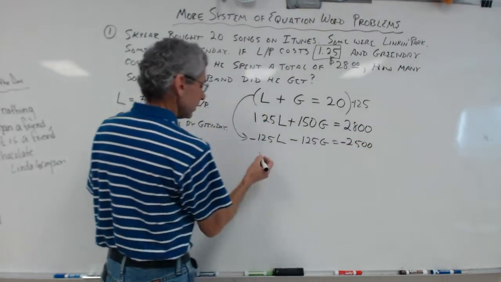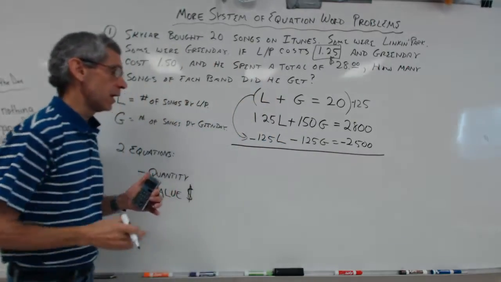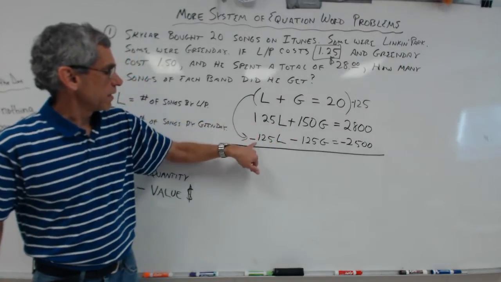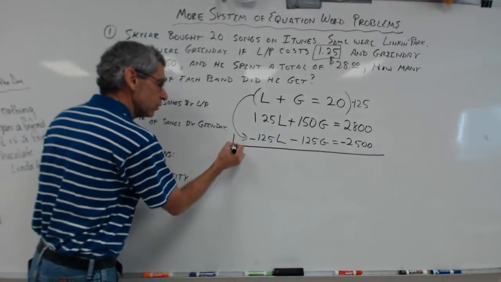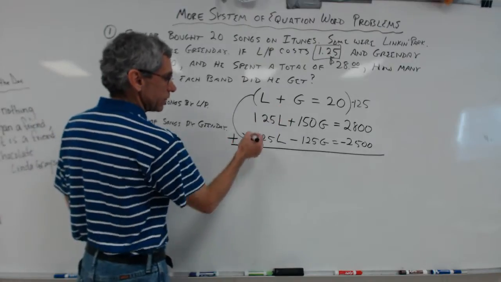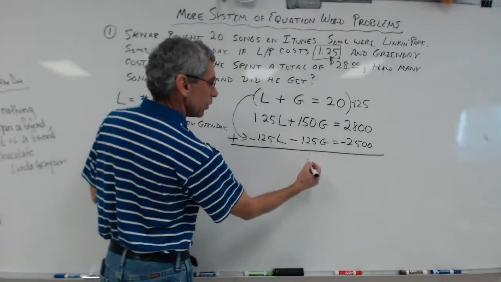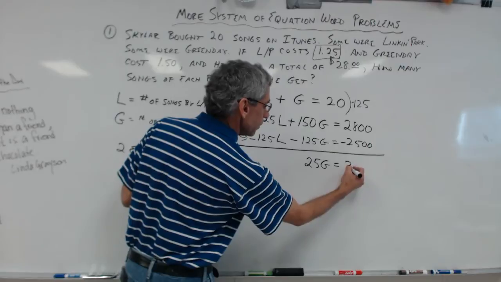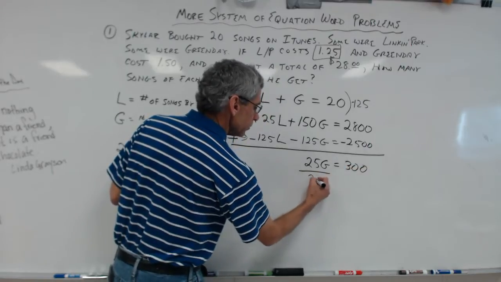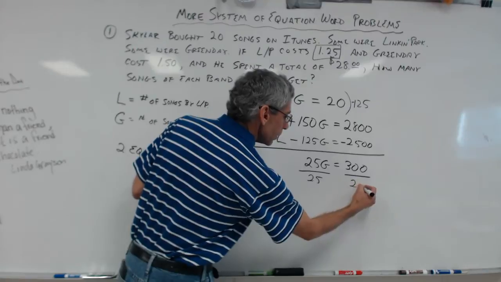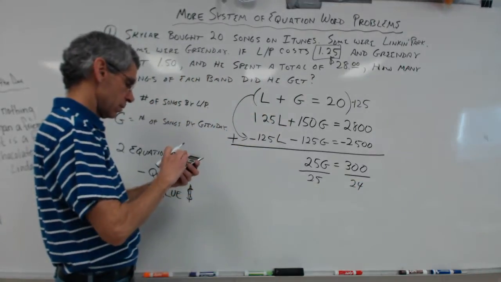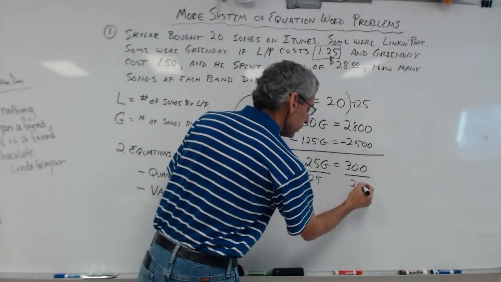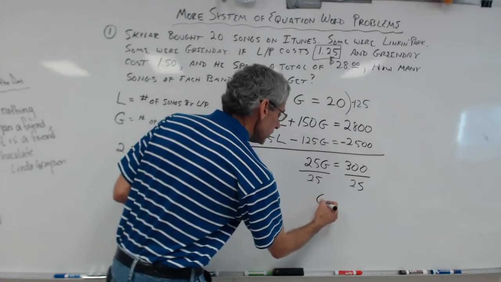That's pretty easy. Now I just draw my line and I have a positive 125 here and a negative 125 here. I'm going to add these two equations together, and that's going to cross out my L's. I'm going to have 25 G's left over, is equal to 300. Do you agree with me? And if I divide both sides by 25, what would that give me? 12. Sorry, that's 25. Is it 12? Okay, so G is equal to 12.